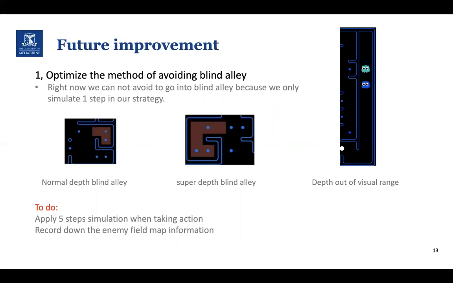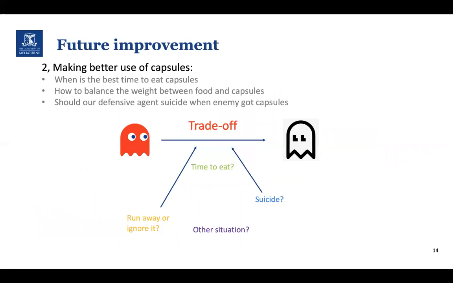And we could even record the enemy field map information. Therefore, we'll get better performance when we come across alleys deep out of visual range.